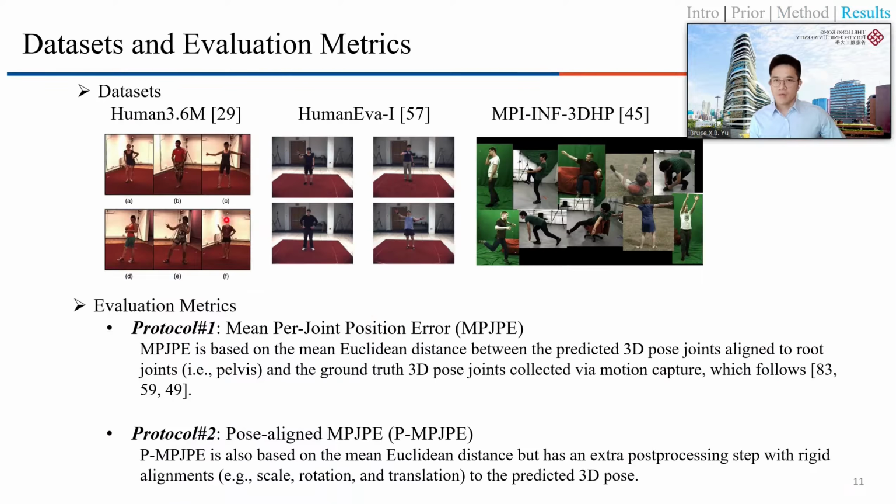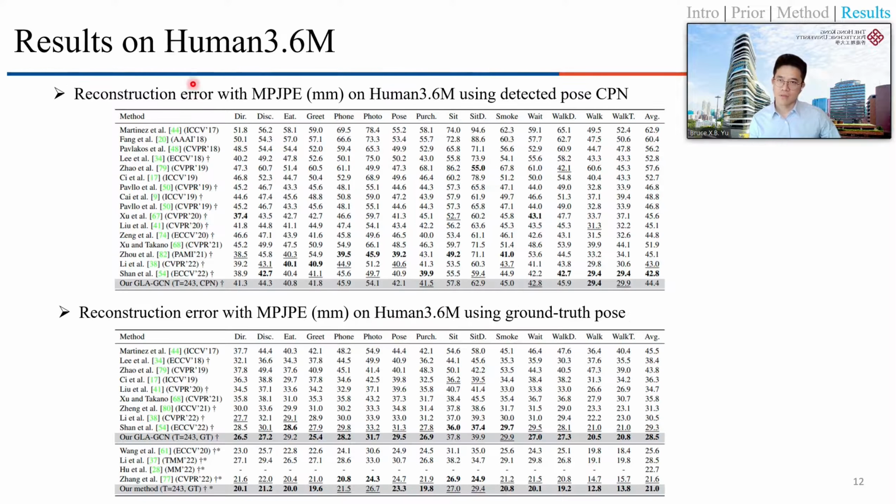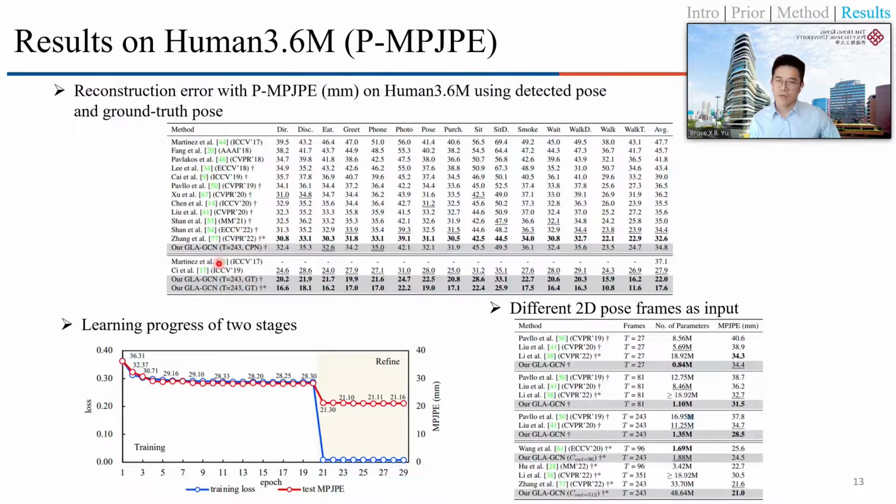Our method is evaluated on three popular datasets by using two evaluation metrics: Protocol 1, mean per joint position error, and Protocol 2, Procrustes-aligned MPJPE. According to the results on the Human3.6M dataset, our method achieves state-of-the-art performance by using the ground truth 2D pose data. However, our method underperforms state-of-the-art methods when using relatively low-quality detected 2D pose. We also observe a similar ranking in the second evaluation protocol, P-MPJPE.